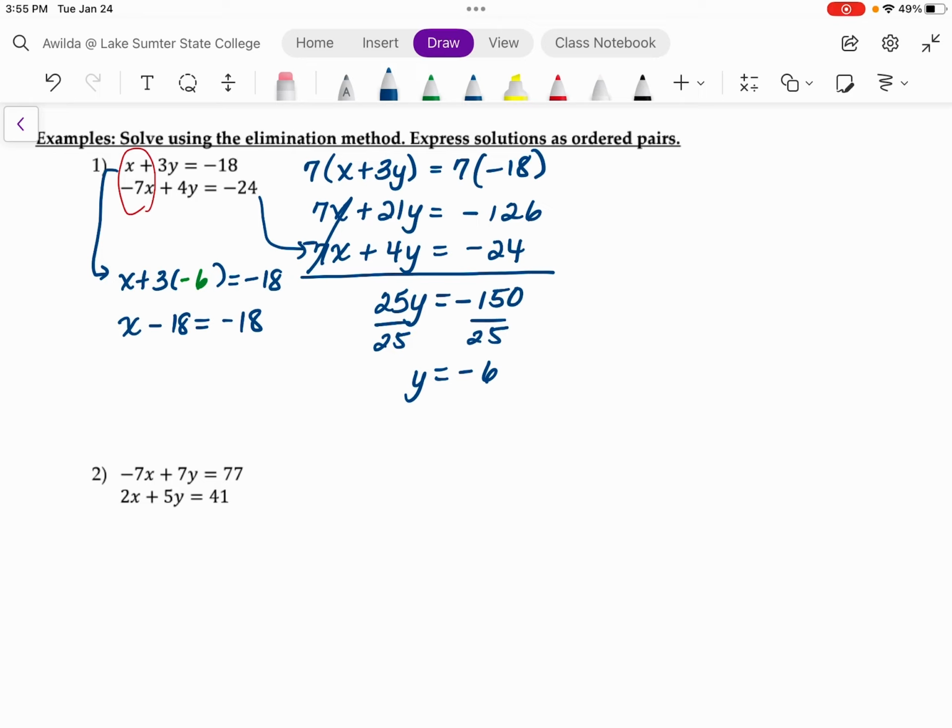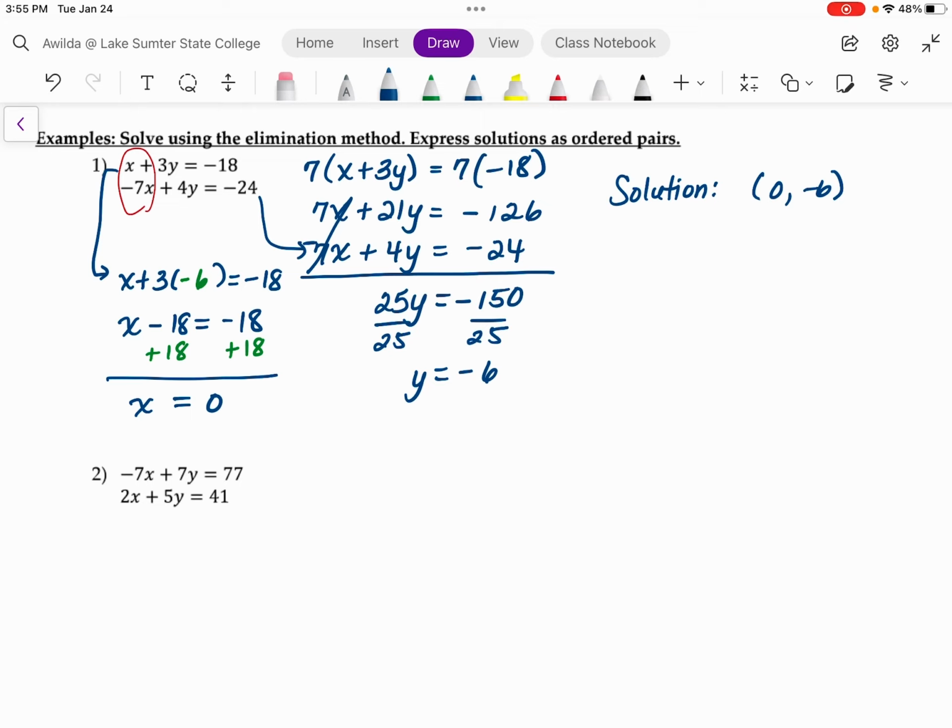Adding 18 to both sides, I'm going to write that part because I know it can be confusing. We find that x is equal to 0. That's not a contradiction. 0 is a number. It can be the value that x represents. So we see here that we have one solution, and the solution is the ordered pair 0 for x, negative 6 for y.